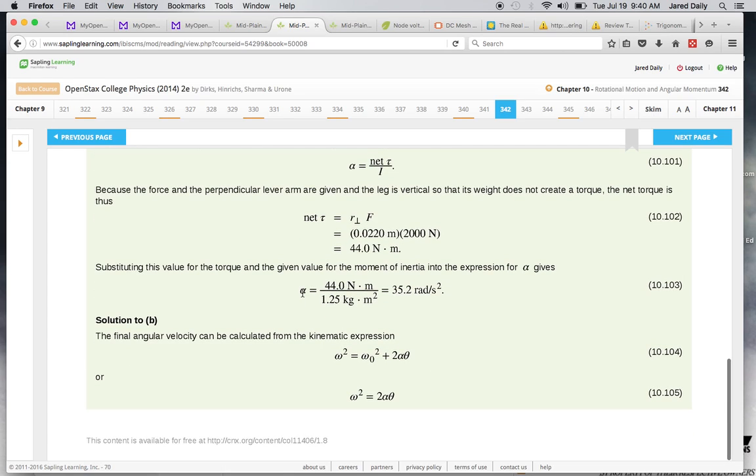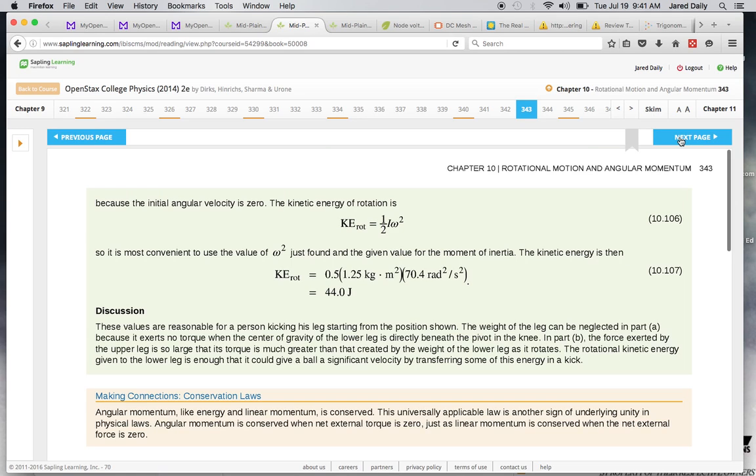And then the final angular velocity of the leg is going to be calculated using some kinematic equations for rotation. So final angular velocity squared equals initial angular velocity squared, plus 2 times the angular acceleration alpha times the angle that we've moved through, theta. And we have no initial angular velocity, so this just ends up being this equation. We take the square root of both sides, and we get the value that we are looking for.